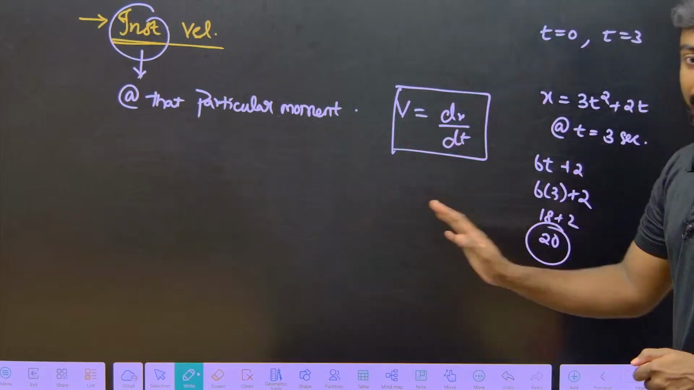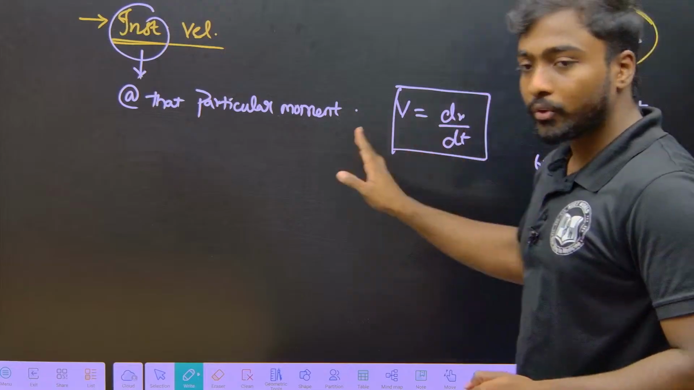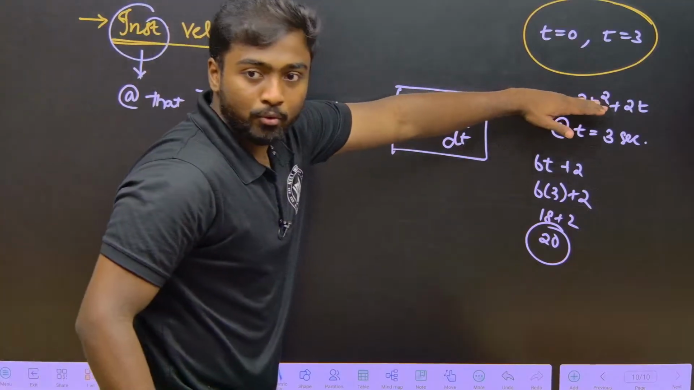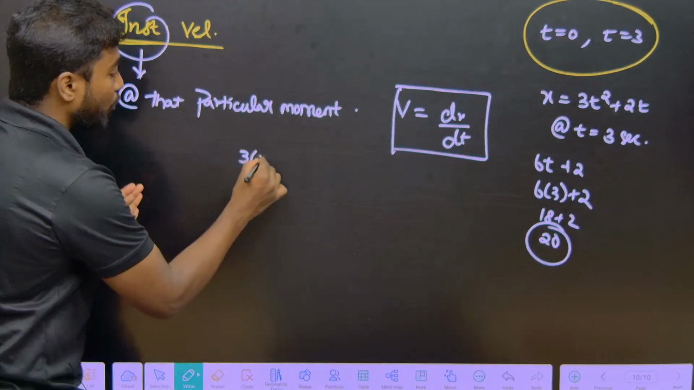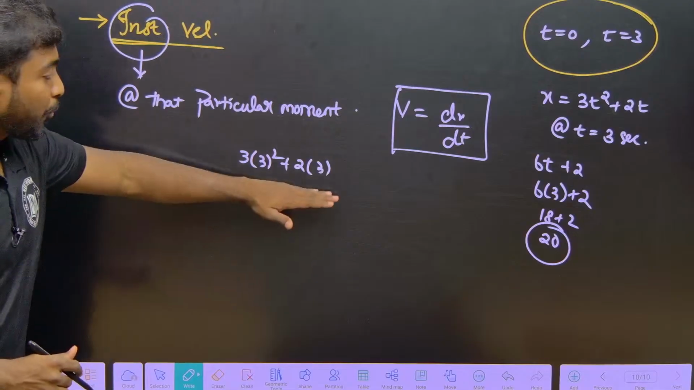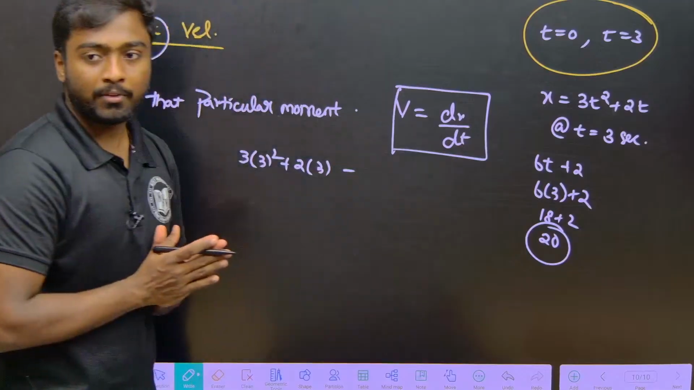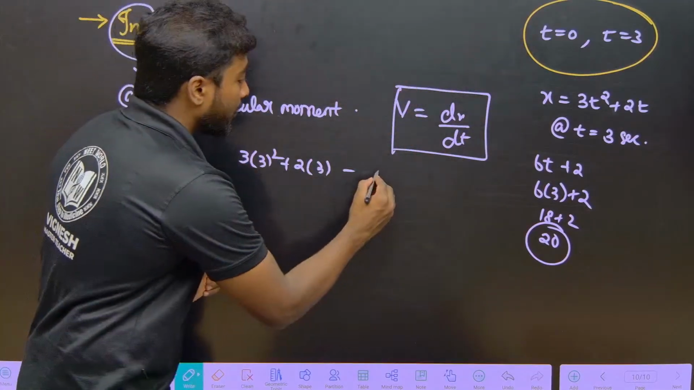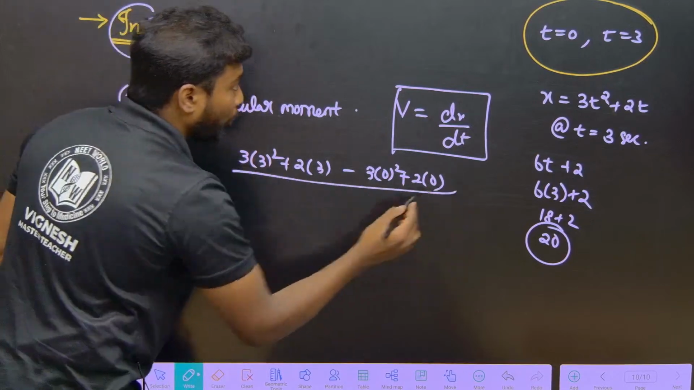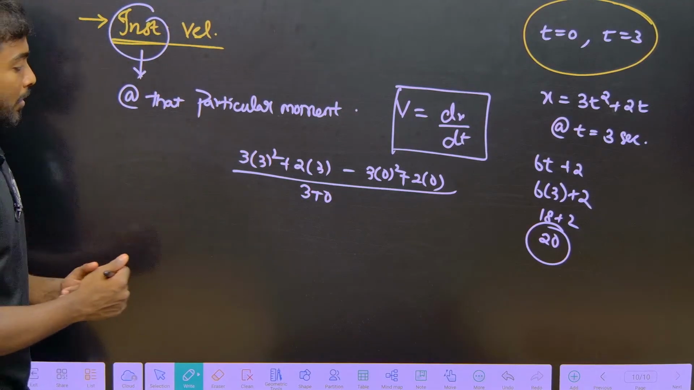This is at t equals 3 seconds. So when you are talking about t equals 0 to t equals 3, what I should do is first substitute t equals 3 in the same equation. No need to differentiate. What I will get? 3 into 3 square plus 2 into 3. Okay, this is position at time t equals 3 minus position at time t equals 0, 3 into 0 square plus 2 into 0, divided by the total time, which is 3 minus 0.